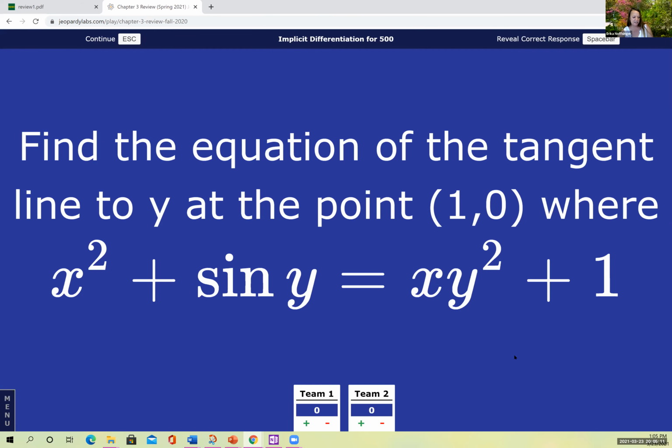Find the equation of the tangent line to y at the point (1, 0), where x squared plus sine y is equal to x y squared plus 1. I'm going to give you a little bit of time to do this problem.